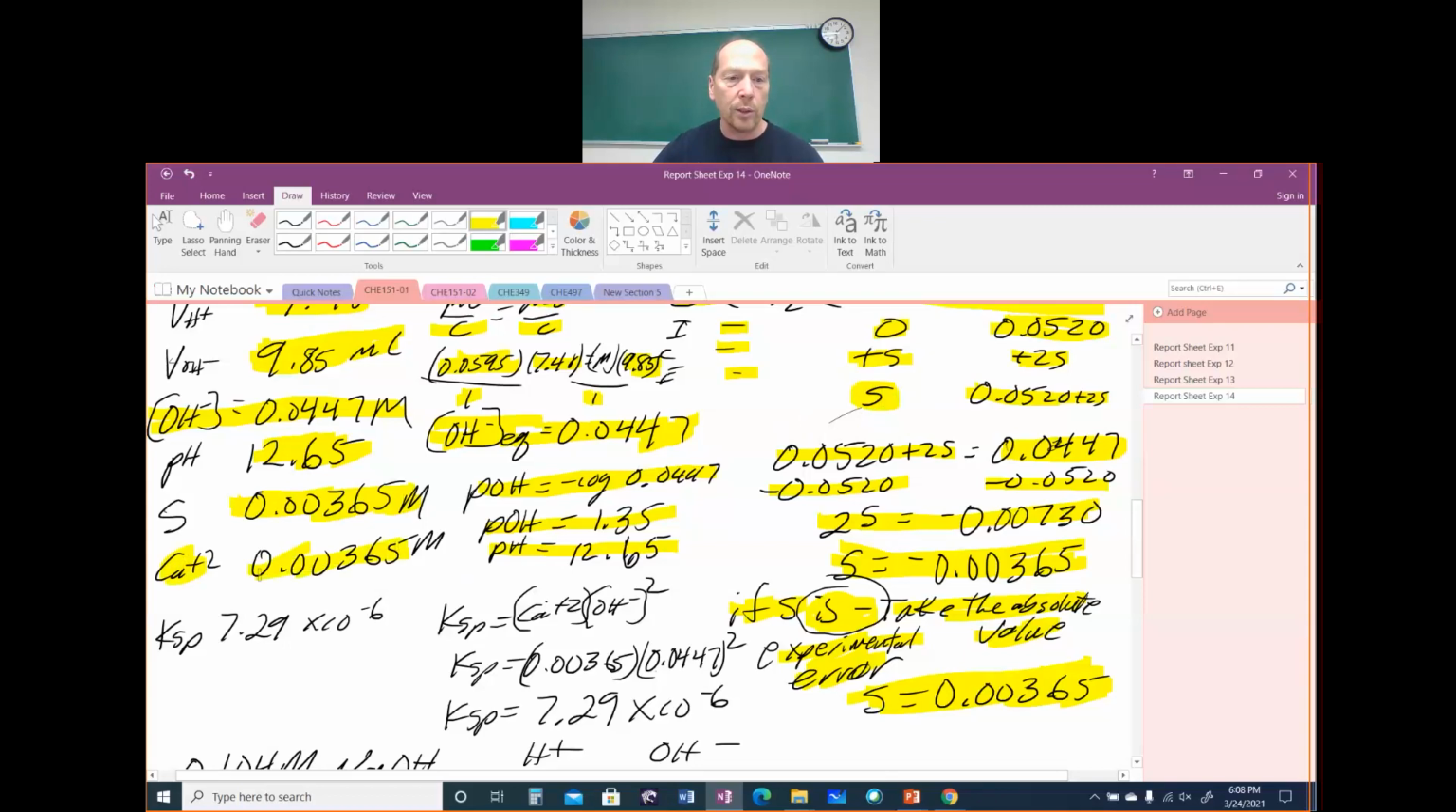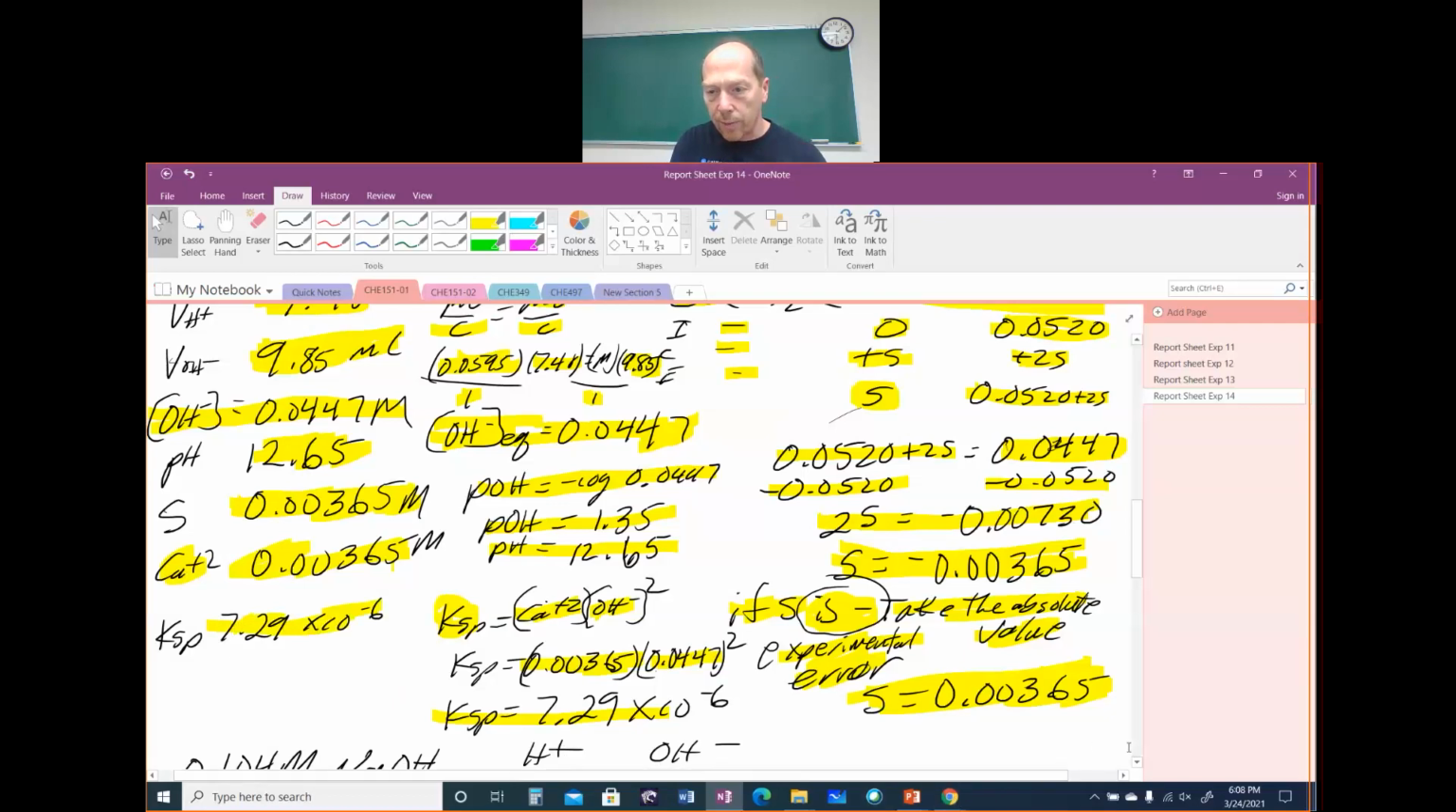Same number again, 0.00365. Then to calculate the KSP, it is the calcium plus 2, OH minus squared. You plug in those numbers, 0.00365 that we just calculated, and your OH minus from your titration, 0.0447 squared. And you have your KSP of 7.29 times 10 to the minus 6.